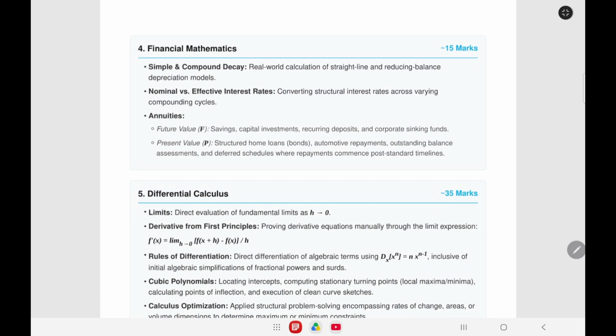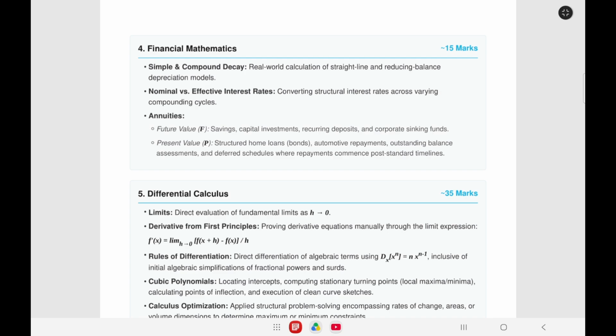We have financial mathematics. That's worth about 15 marks. It just depends on who sets your paper and how they set it. It could be more or it could be 15. Simple and compound decay, real-world calculation of straight line and reducing balance depreciation models. You have nominal versus effective interest rates. I believe this was introduced in grade 12. Converting interest rates across varying compounding periods.